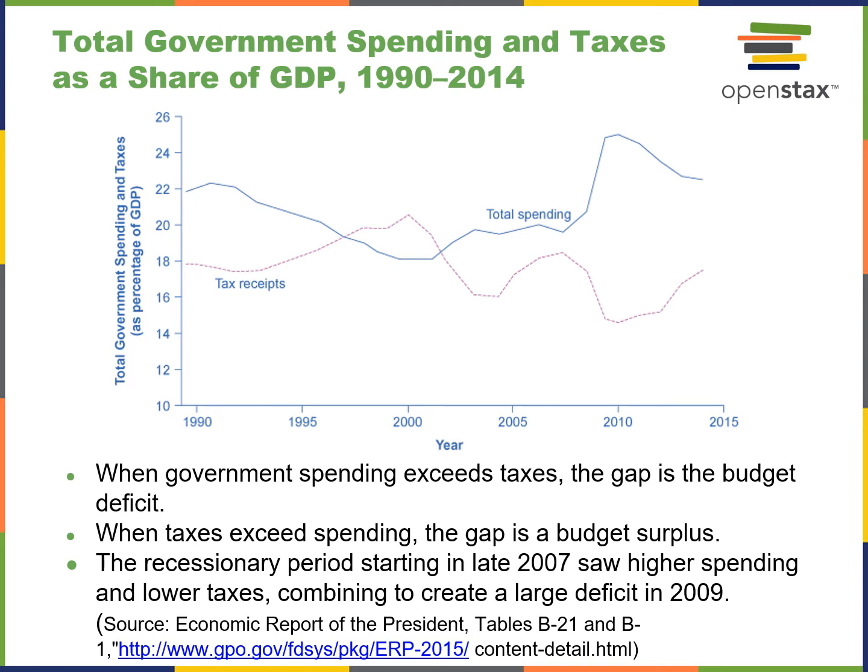Total government spending and taxes as a share of GDP, tax receipts. You can see the red dotted line. And so this is what we've collected over the various years. This is a slightly shorter time period, from around 1990 to 2015, versus total spending. Like what we saw in the other graph, this is a period where we took in more tax receipts than what we spent.